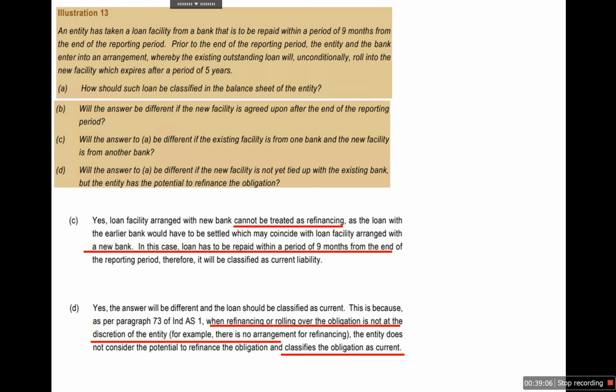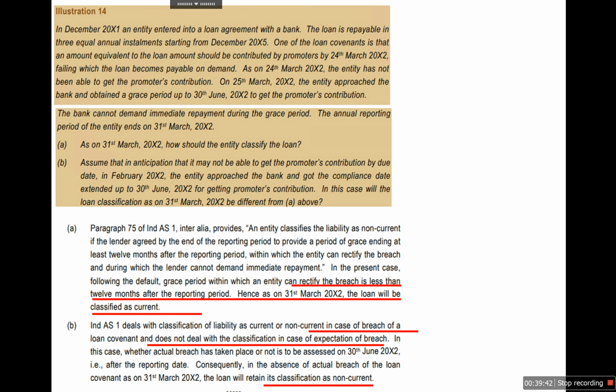And next is, will the answer be different if the new facility is not yet tied up with the existing bank, but the entity has the potential to refinance the obligation? No. Unless the company has the discretionary power to defer the liability, it cannot be classified as non-current. When refinancing or rolling over of the obligation is not at the discretion of the entity, it does not consider the potential to refinance the obligation and needs to classify it as current.